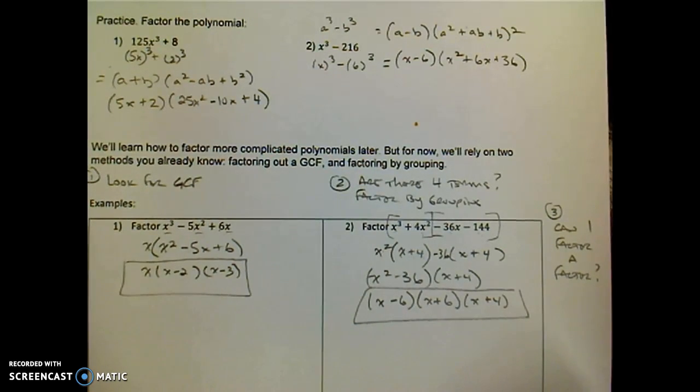So we talked a little bit in class this week that a cubic polynomial, third degree, is going to have 3 roots. It's going to have 3 factors. So once I get to 2, I should be on the lookout to be able to factor another one.